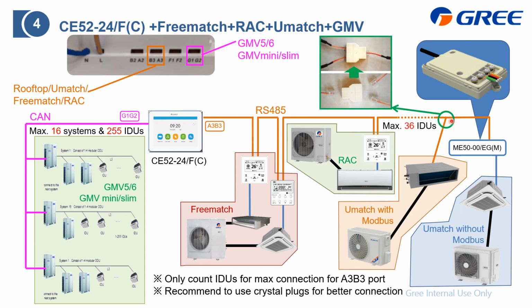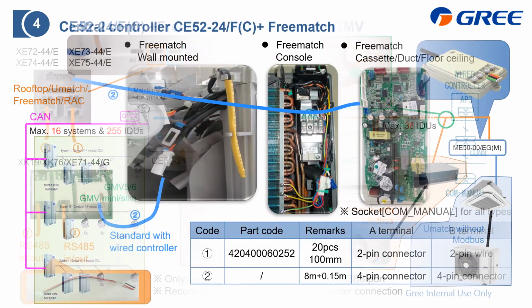And also here, we recommend this crystal punch for better connection. And F1, F2 here is for the fire alarm signal. Once it sees the fire alarm, it will stop all the connected units, no matter whether it is GNV or the light commercial air conditioner, which is this port. The last is don't forget to put the match resistor here, 120 ohm, to ensure the communication.